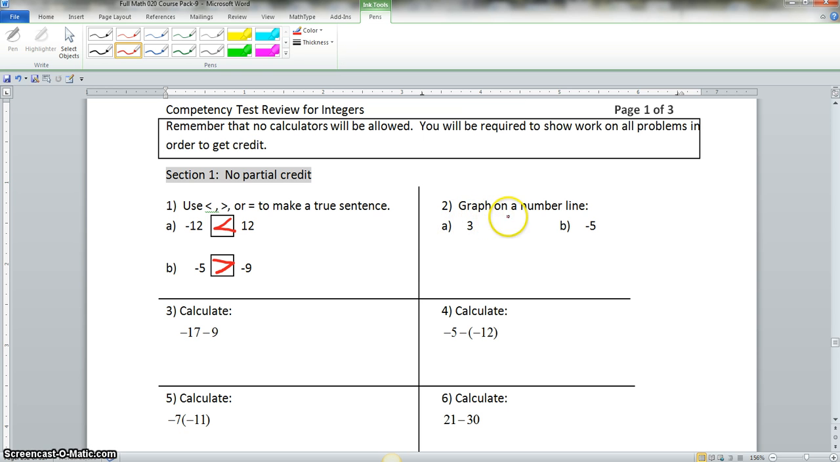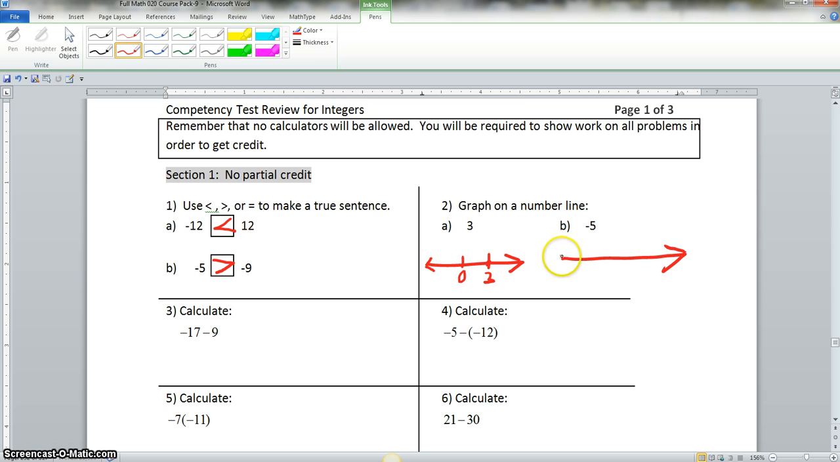Now we go here to number 2. It says graph on a number line. Now I would tell you on the exam you will have a number line provided, but let's just draw a quick number line here. Just put 0 in the middle, and positive 3 we know is to the right of 0. So we will put our point right here on the line where the 3 is. Now the point is on the line, so that is our graph of 3.